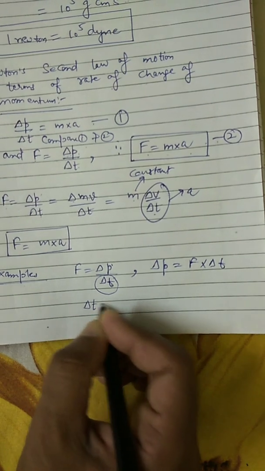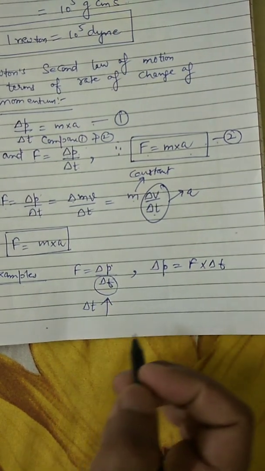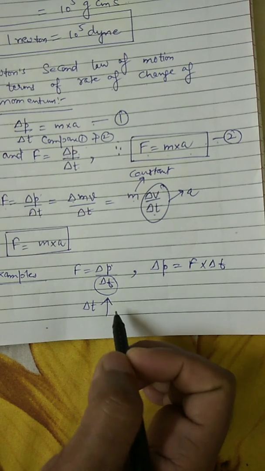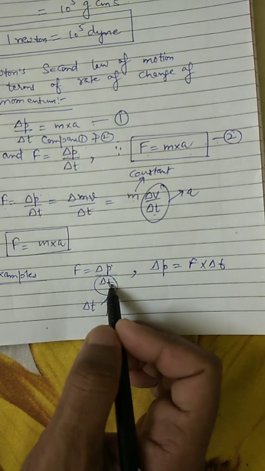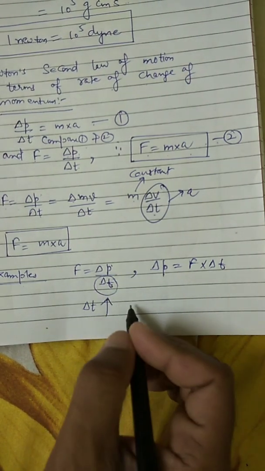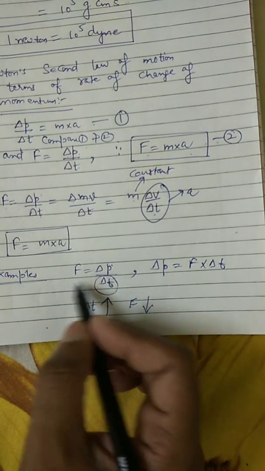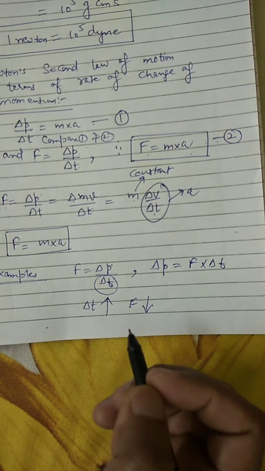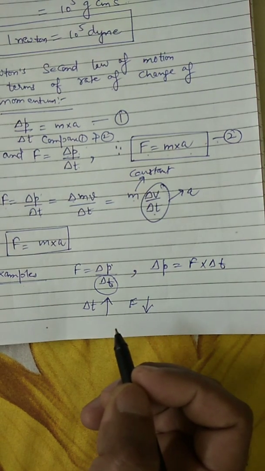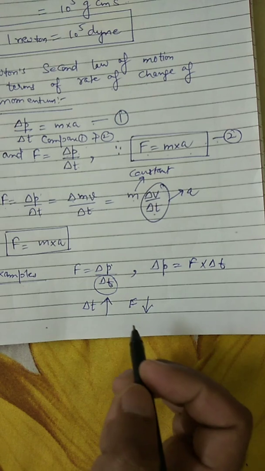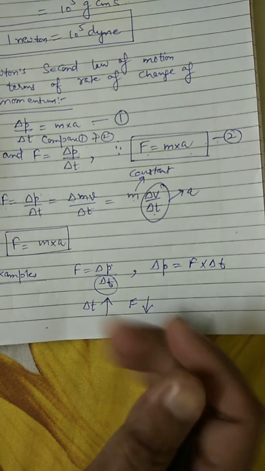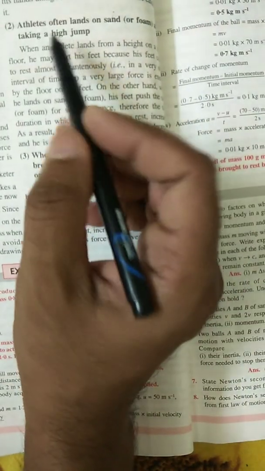When delta T will increase, means time of impact of ball with the hand will increase, the denominator will be increased. It means force impact will decrease, effect of force will decrease. So by withdrawing his hand a little bit back, he will try to reduce the effect of force. Same case with the second example.